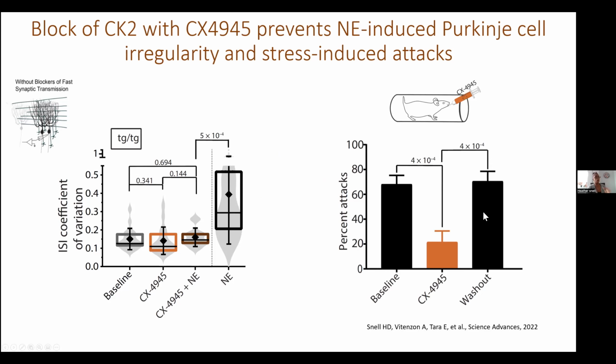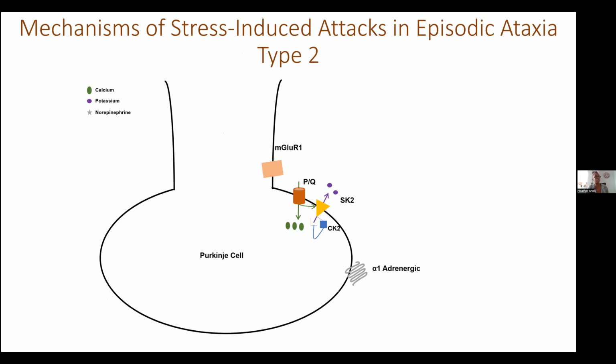And so this is very awesome. We're very excited about this. I can tell you it also works for stress, or for caffeine and for ethanol. So we think this is something that we can fast track for patients. We're working on it right now to get this into clinical trials for patients that have episodic ataxia type 2.